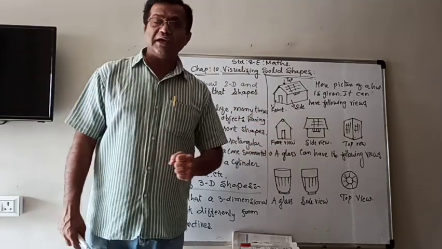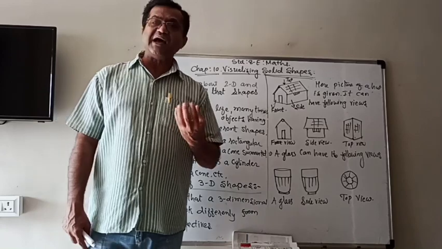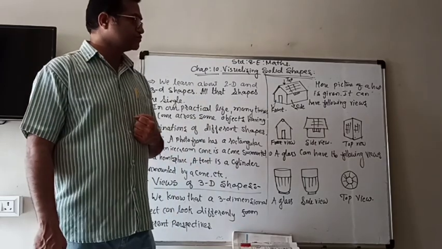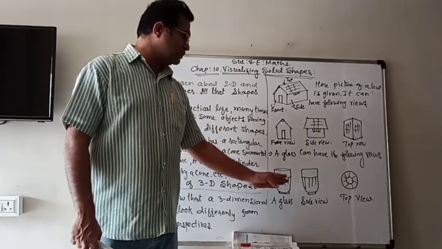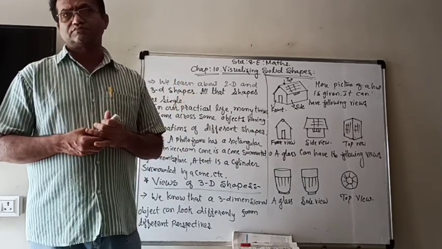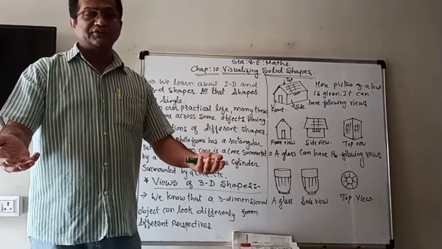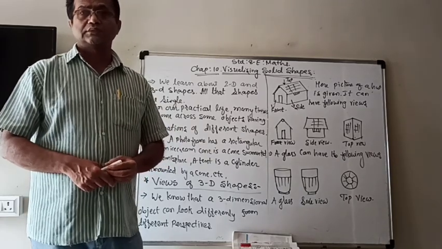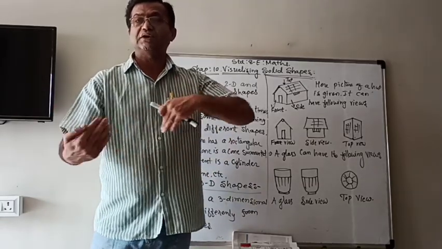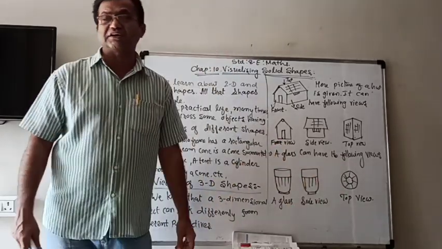Here is another example, a glass. If you take a glass and look at the front view and the side view, they will be a little different. I mean only a little different, mostly they will be the same, because if you move around, the side view and the front view will be the same. But if you see it from the top, you won't be able to see the curved part. You will be able to see only these concentric circles.